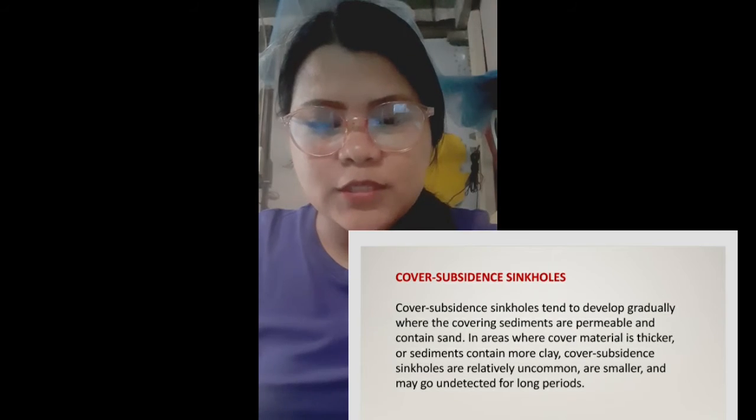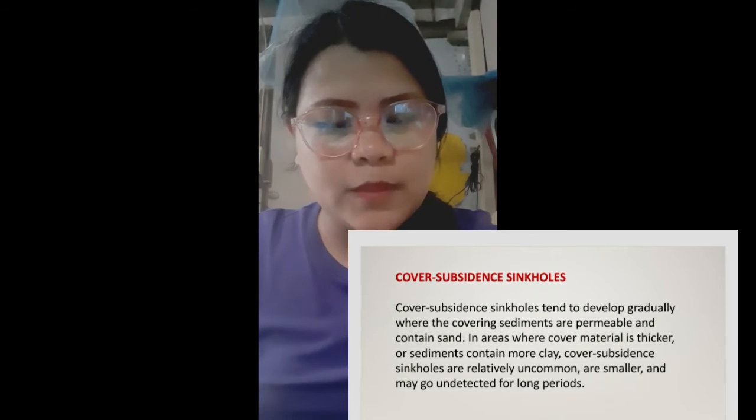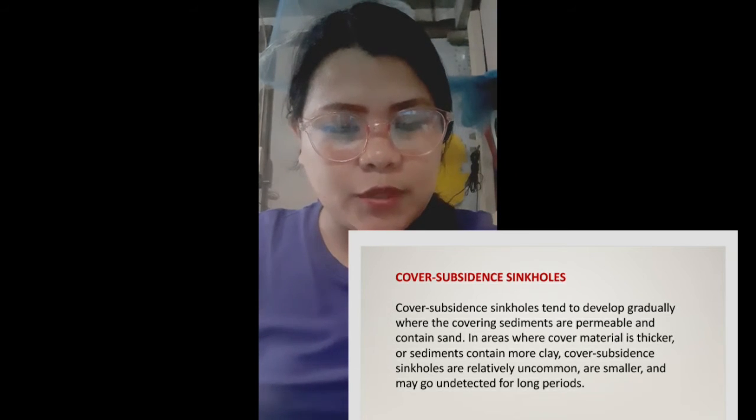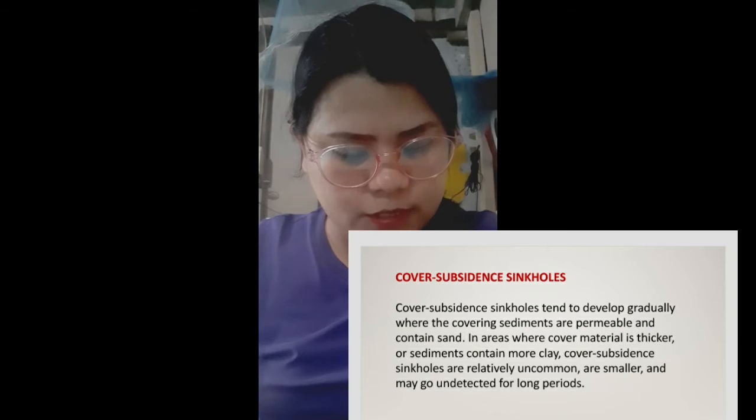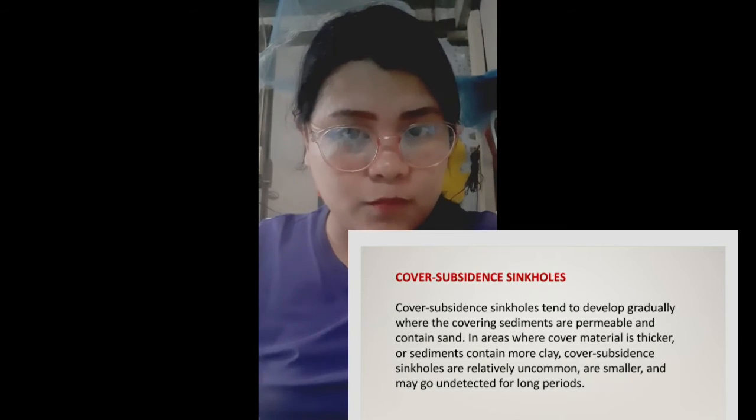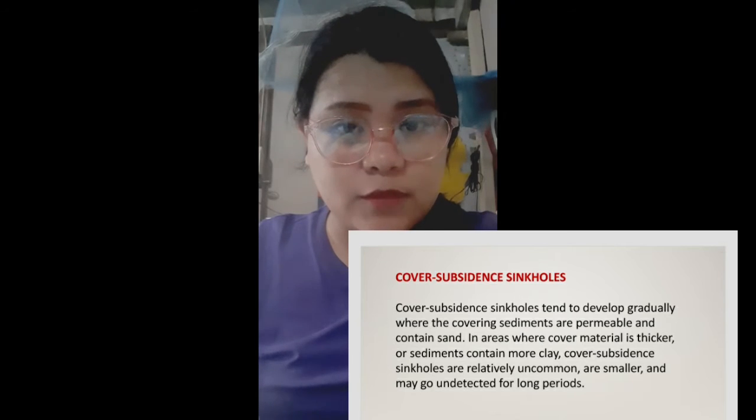The second one is cover subsidence sinkholes. Cover subsidence sinkholes tend to develop gradually where covering sediments are permeable and contain sand. In an area where cover material is thicker, where sediments contain more clay, cover subsidence sinkholes are relatively uncommon, smaller, and may go undetected for a long time.